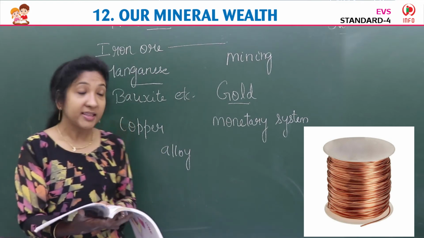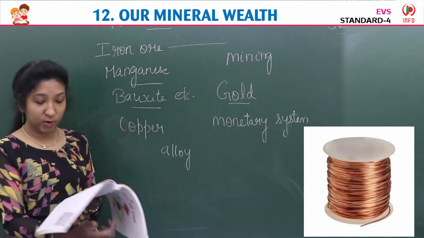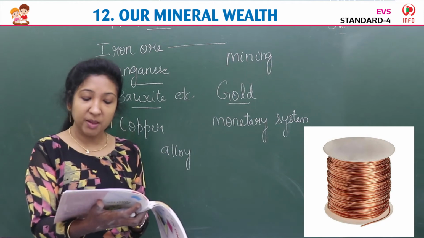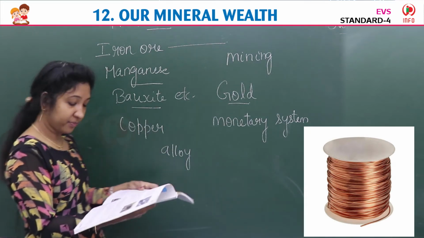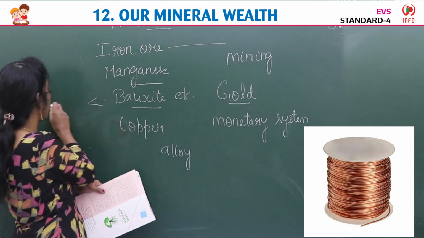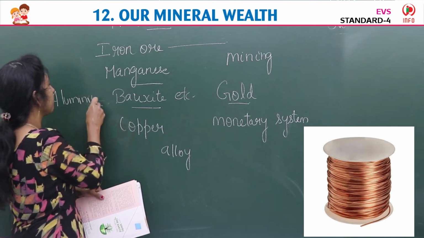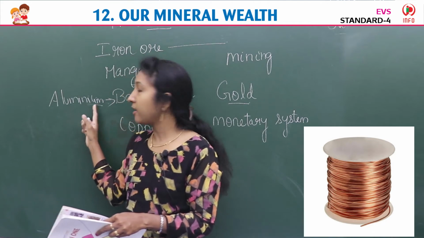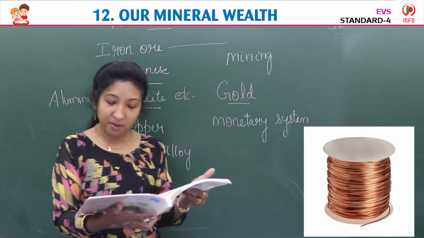Then next is bauxite. The next mineral we are going to learn about is bauxite. Aluminium metal is produced from the bauxite ore. From bauxite ore we get the metal aluminium. A-L-U-M-I-N-I-U-M, aluminium. Okay. Aluminium metal is produced from the bauxite ore.